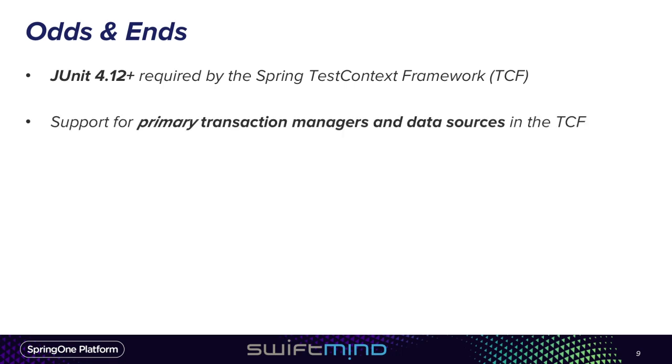Another minor feature there is support for what we call primary transaction managers and data sources. So if you had annotated, for example, a bean with @Primary and you had multiple transaction managers or multiple data sources, the Spring testing framework would now work the same as your production code and take the primary one if you didn't specify otherwise.